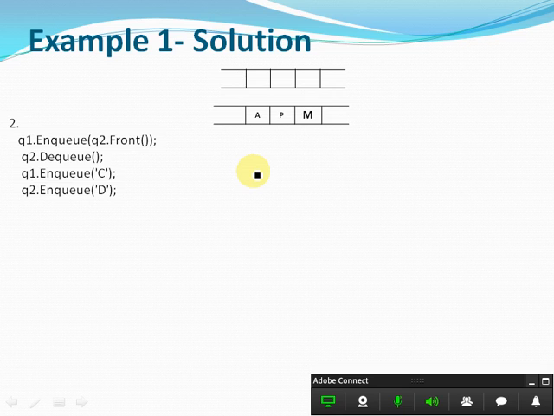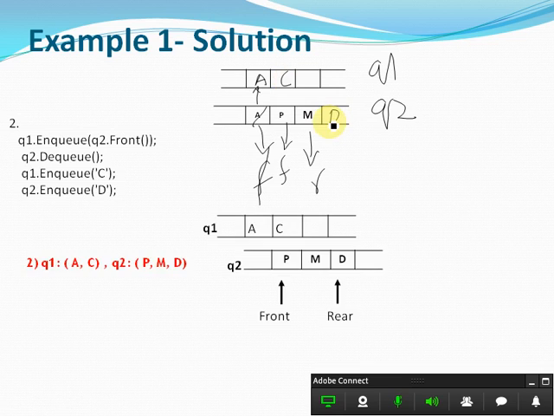Then this is q1 and q2. Now enqueue of q2.front, this is q2, right? q2.front is this one, this is the rear. Enqueue of q2.front means take the front and enqueue it in q1. q2.dequeue removes this one, now this becomes the front. q1.enqueue(c), add c. Then q2.enqueue(d), add d at the rear end. So it will be something like a, c for q1 and p, m, d for q2. Obviously d will become the rear.